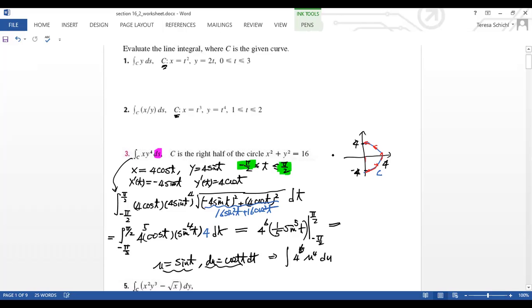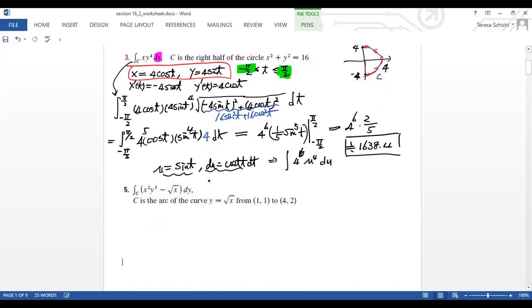Okay, so then the answer here will be the 4 to the 6th times 2 to the 5th here. So if you put it into the calculator, you can get approximately 1638.4 here. Okay, so the main purpose of showing problem number 3 is what? Showing you how you define your parametric forms here. Okay, now let's take a look.